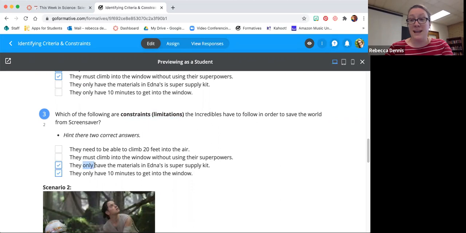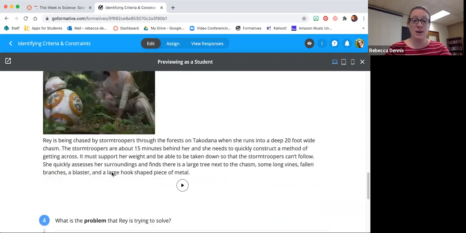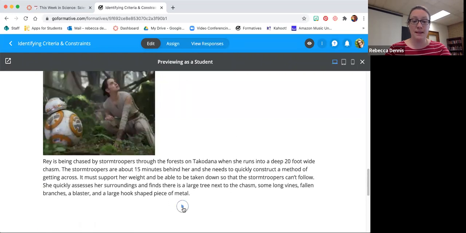Here's a big hint. Anytime you see the word only, there's a good chance that it is going to be a constraint. Another one is if you see things like it cannot do this or it cannot do that. That's another example of things where you probably are going to see a limitation and you're looking more at a constraint. Okay. All right, let's go on to scenario number 2 and listen to it.